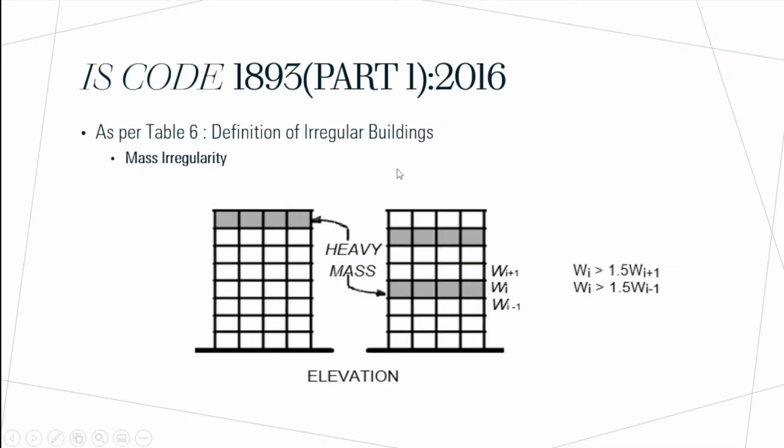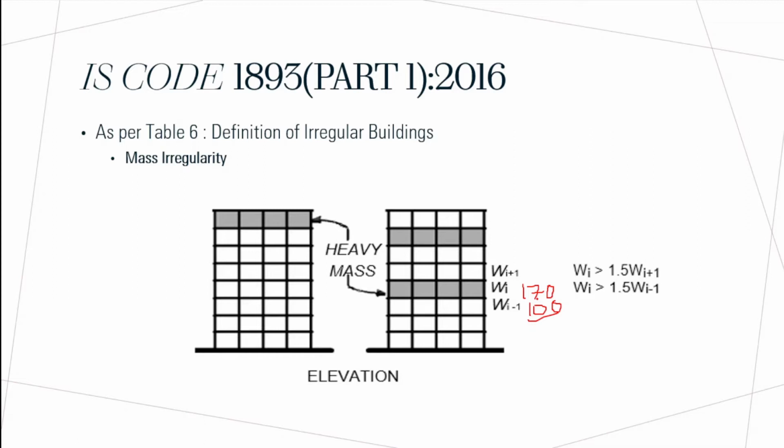You can see over here we have a heavy mass, and this mass is greater than 1.5 times that of the story below. For example, if this weight is 100, then this weight will be 170. Okay, the seismic weight is 100 here, and this seismic weight is 170, then it is considered to have mass irregularity.